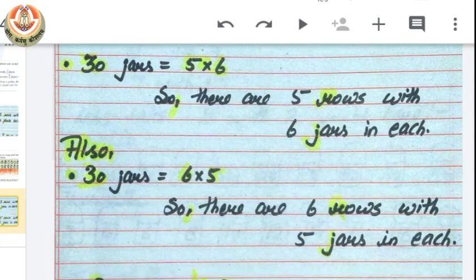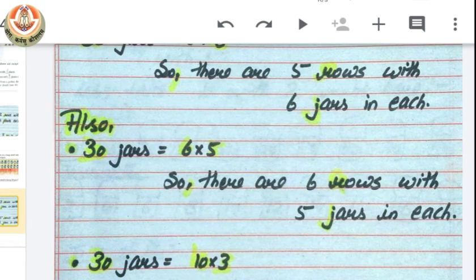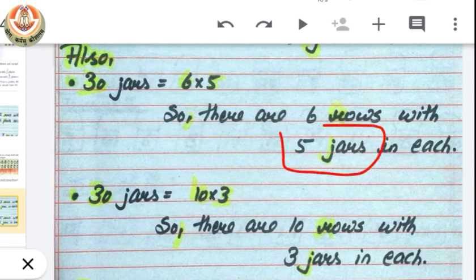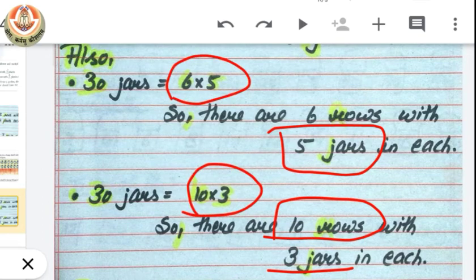And also we can reverse it. If we want to make the total number of rows equal to 6, then there will be 5 jars in each row, and when we want to make the total number of rows equal to 10, then the total number of jars in each row will be 3. So it is just a case of simple multiplication.